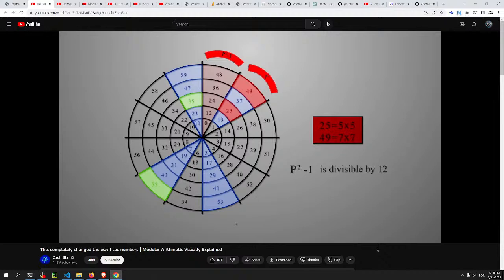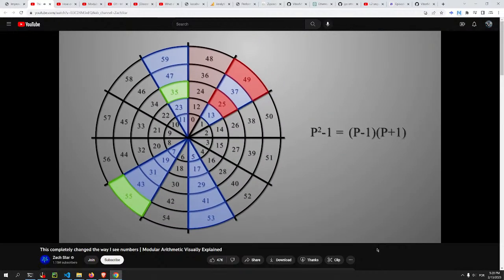by 24. If you want to know why, just know that p squared minus 1 can be written as p minus 1 times p plus 1. And on a number line, we can write p minus 1 and p plus 1 around the original prime p.